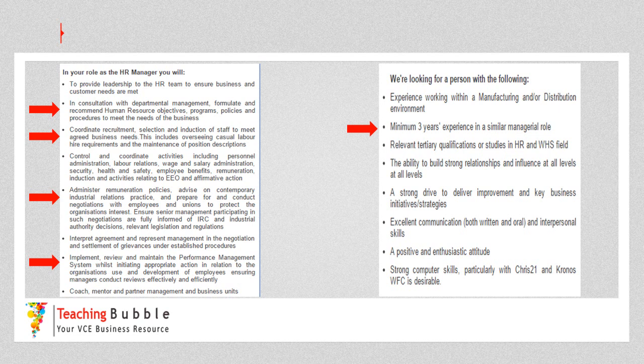And if we go back to the job specification, these are the type or the person that's best fit for the job. So what does the actual person require? So minimum 3 years experience in a similar managerial role, relevant tertiary qualifications or studies in human resource management, excellent communication skills, strong computer skills, all right? And the list can go on and on. So what that does is give the human resource manager information when they're going to actually recruit someone or hire someone into the organisation. They know what they're looking for because they know what job needs to be performed, and they know who is best fit for the job. And all that is based on a job analysis or a job design.